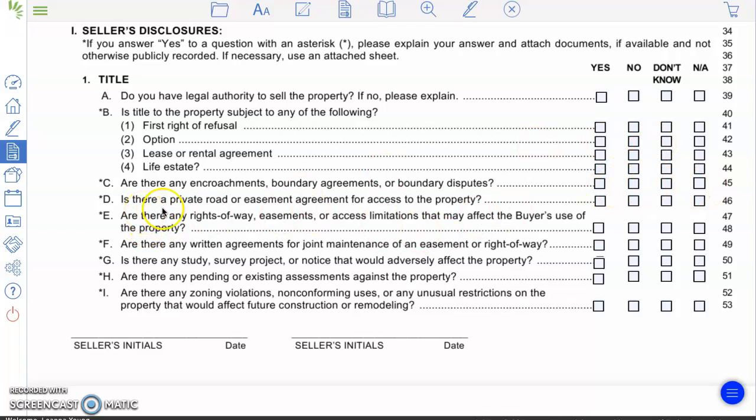Is there a private road or easement agreement for the property? So if your driveway, for example, you have to use part of your neighbor's property to access your driveway, there could be an easement agreement for that. And these answers are totally okay if you want to say don't know, that's totally fine, because a lot of people don't have this information.